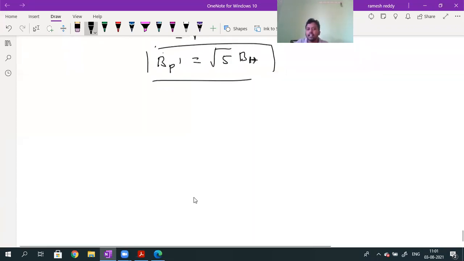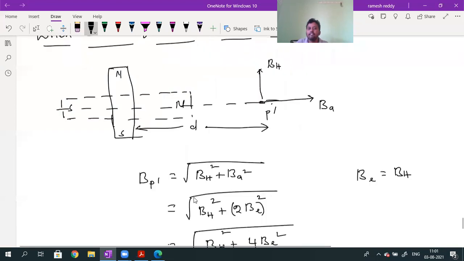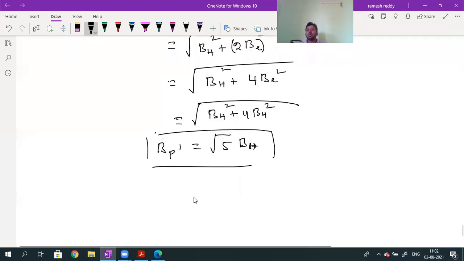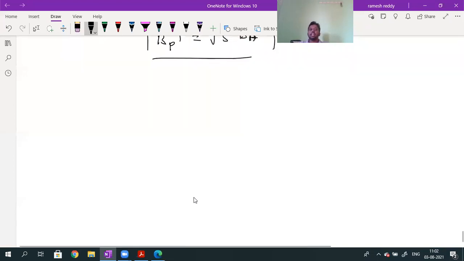Okay? Is this point okay? Whenever the bar magnet is rotated through an angle of 90 degrees clockwise, I consider a point P dash on its axial line, which is at a distance d from the center. Then at this point P dash, BH will be in the vertically upward direction, and BA will be along the magnetic moment direction. Since both are perpendicular, this is the resultant answer. So this is what happens when the bar magnet is rotated through an angle of 90 degrees.